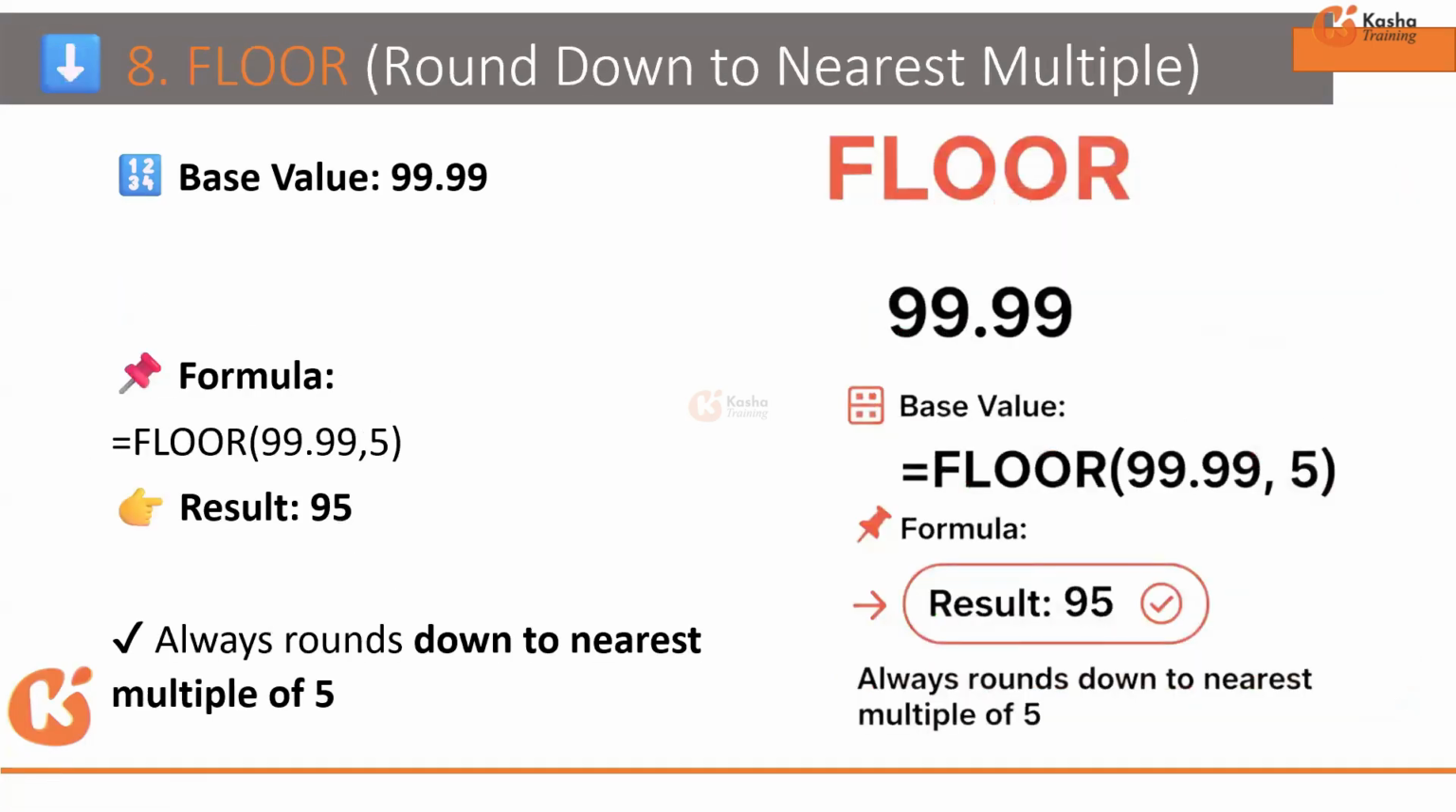Then there is FLOOR. FLOOR rounds down to the nearest multiple. Your base value is 99.99 and FLOOR 5. So you can see 99.99, 5. The result is 95 because it has rounded down to the nearest multiple of 5. So the result is coming as 95.